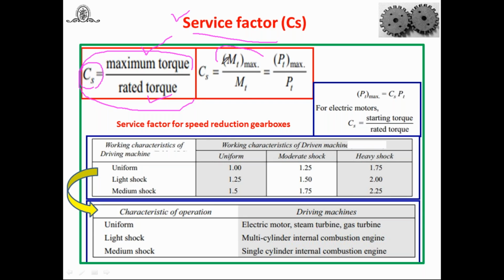Again, that's why MT max is the maximum torque upon the rated torque MT. In some of the applications you will find maximum torque may be given, you can use it to find out the service factor, or directly you can use this maximum torque to design the gear. Sometimes PT max may be given, maximum force is the criteria in spur gear design. If it's not given, you have to multiply it by this PT. If I am going to write this equation, CS is equal to PT max by PT, what you will get? PT max is CS into PT. This service factor plays an important role.